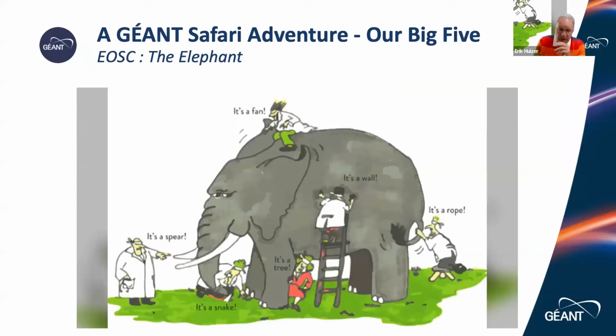If we look at the European Open Science Cloud, I like to compare that to the elephant. And all the blindfolded people who touch the elephant all have their own idea of what it is. It's a rope, it's a wall, it's a tree, it's a snake, a spear, or a fan. None of them have the same idea. And that's exactly what is with the European Open Science Cloud. Whoever I speak about the European Open Science Cloud has a very clear picture of what it is. Nobody I speak to has the same picture as anybody else. And that makes it really difficult.